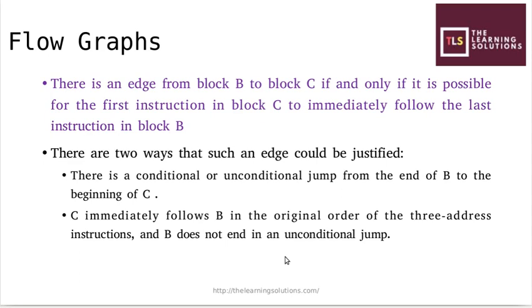Now how can this particular rule be justified? There are two ways. If there is a conditional or unconditional jump from the end of B to the beginning of C, then in that condition you can draw the edge from B to C. That means the last statement of B contains a goto to the beginning of C. Or C immediately follows B in the original order of 3 address instructions, and B does not end in an unconditional jump. That means the last statement of B is not a jump, and C follows block B. So in that case you can draw the edge.